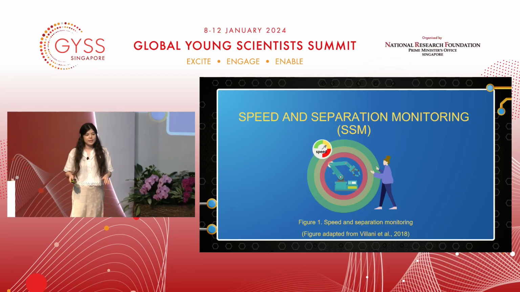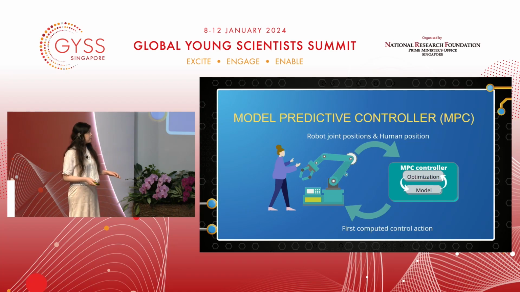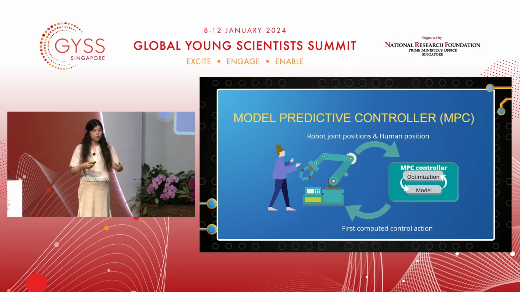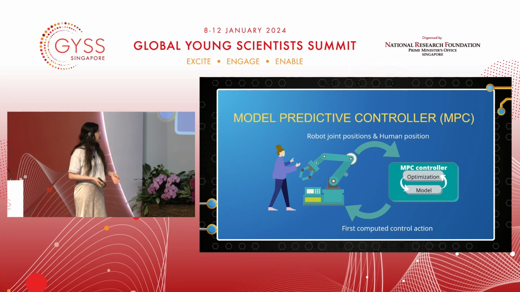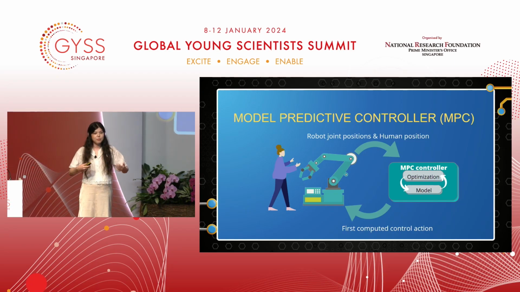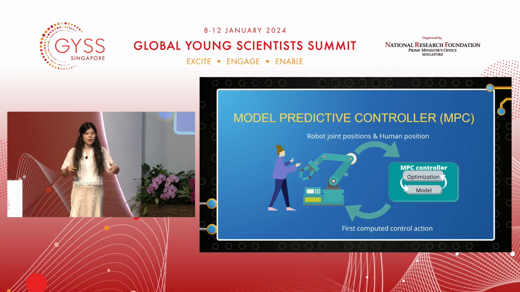So we wanted to use this speed and separation monitoring in our task alongside a model predictive controller. The model predictive controller works by solving a numerical optimal control problem over a finite time horizon, providing only the first calculated value to the robot as a control input. However, this model predictive controller has one big drawback. It can be implemented in real time, but there might be situations where, when we use SSM alongside the MPC, there are time limitations to implement the robot's trajectory in real time.